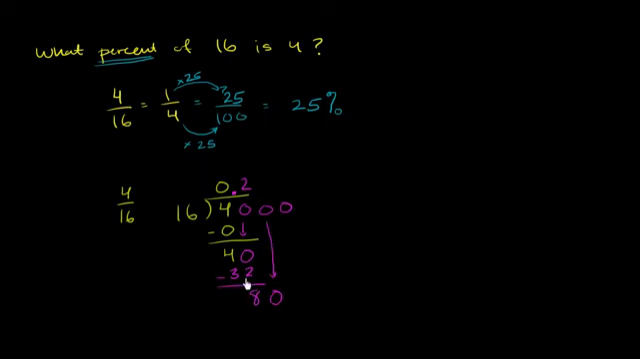And we have 16 goes into 80. Let's see, 16 goes into 80 5 times. 5 times 16 is 80. You subtract, you have no remainder, and you're done. 4/16 is the same thing as 0.25. Now, 0.25 is the same thing as 25 hundredths. Or, this is the same thing as 25 over 100, which is the same thing as 25%.